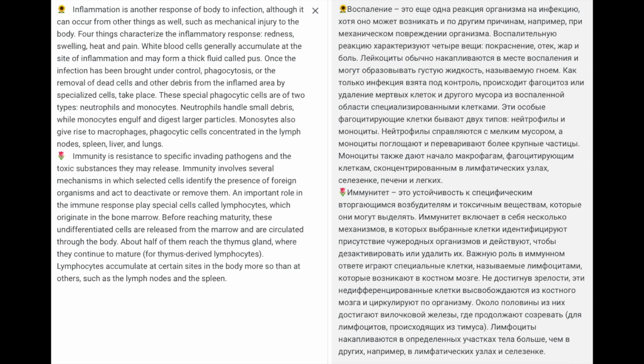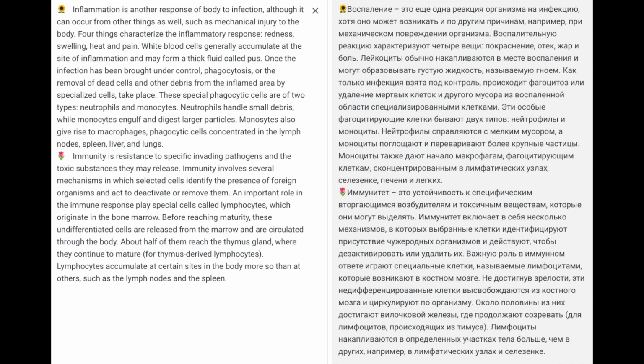Once the infection has been brought under control, phagocytosis, or the removal of dead cells and other debris from the inflamed area by specialized cells, takes place. These special phagocytic cells are of two types: neutrophils and monocytes. Neutrophils handle small debris, while monocytes engulf and digest larger particles. Monocytes also give rise to macrophages, phagocytic cells concentrated in the lymph nodes, spleen, liver, and lungs.